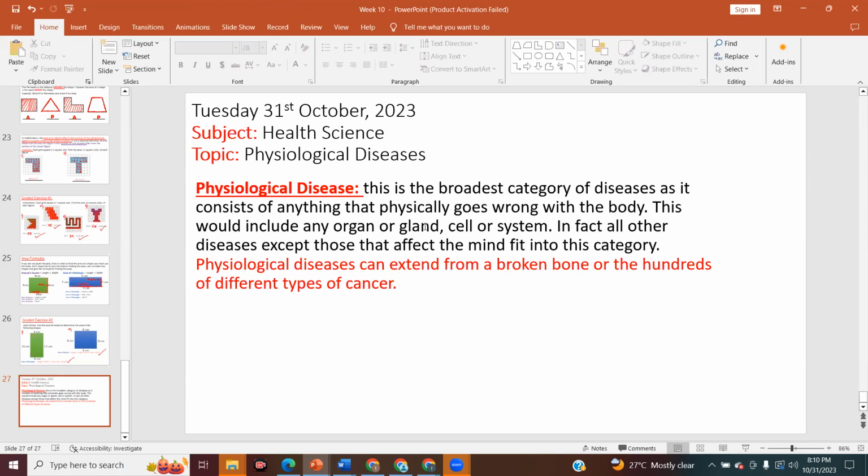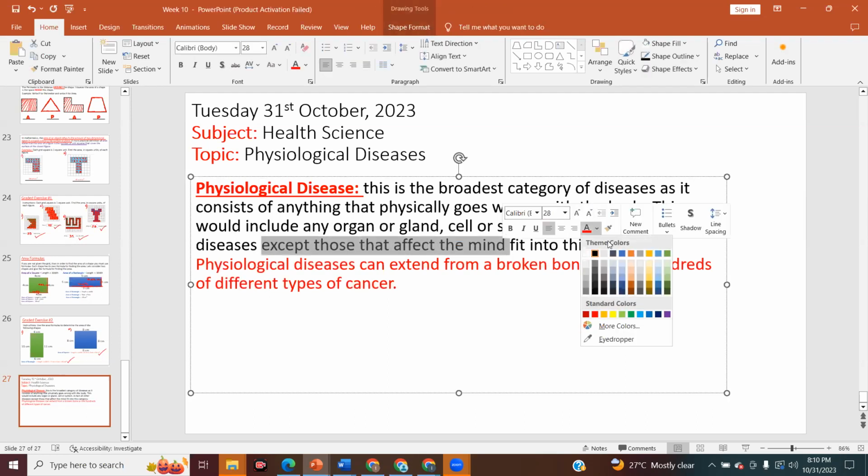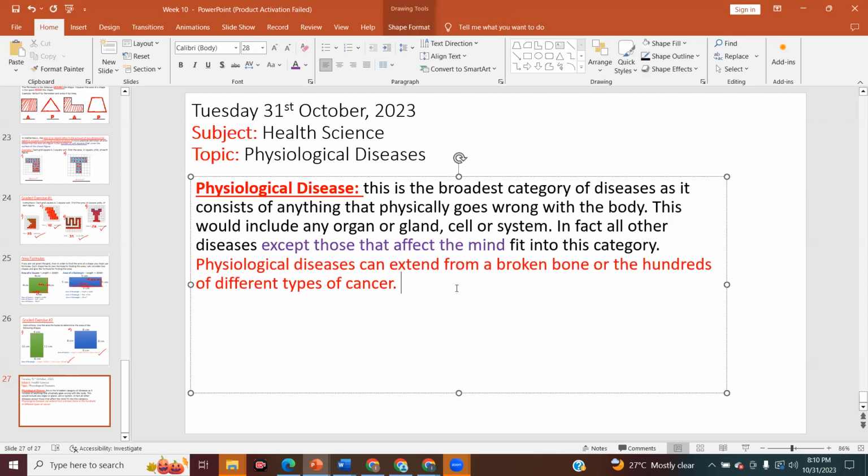Now, the only thing that physiological disease does not cover is those diseases that affect the mind. So mental disorders and stuff like that is not considered, at least in this context, a physiological disease. But basically all other diseases, as a general rule, fit into the category of physiological diseases. Whether it's a broken bone, cancer, right? All those things fit into a physiological disease, basically a deviation from the proper function of the body.